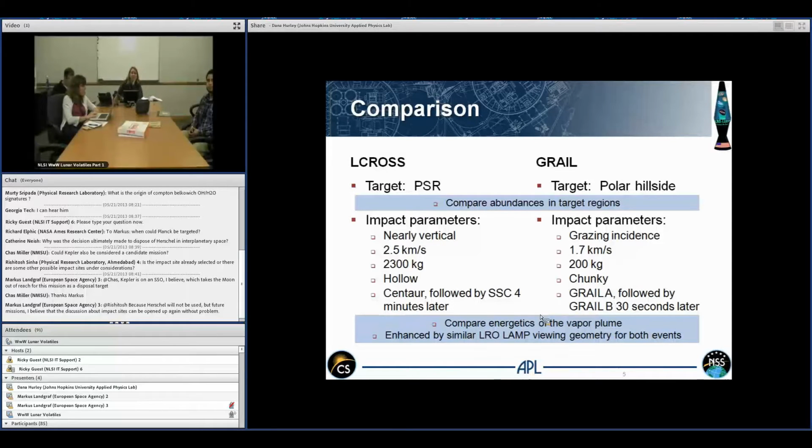In both cases, both experiments actually had two impactors, the Centaur followed by the shepherding spacecraft, which had the instruments on it, 4 minutes later for LCROSS. LAMP only saw the first one there, but for GRAIL, the impacts were separated by only 30 seconds, and LAMP saw both of those.